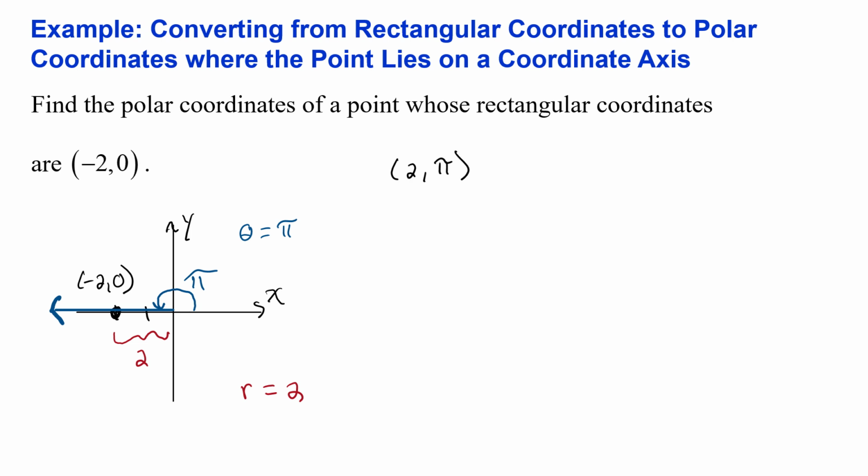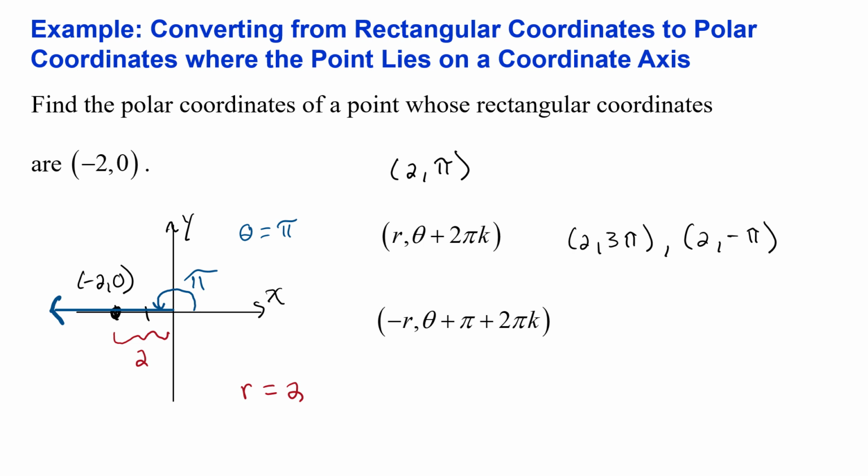Now, recall that a point in the polar plane can have infinitely many representations. So in other words, the ordered pair is not distinct. Now, we can add or subtract integer multiples of 2 pi to the value of theta and generate other possible representations of this point. So some other ordered pairs could be 2, 3 pi and 2, -pi.